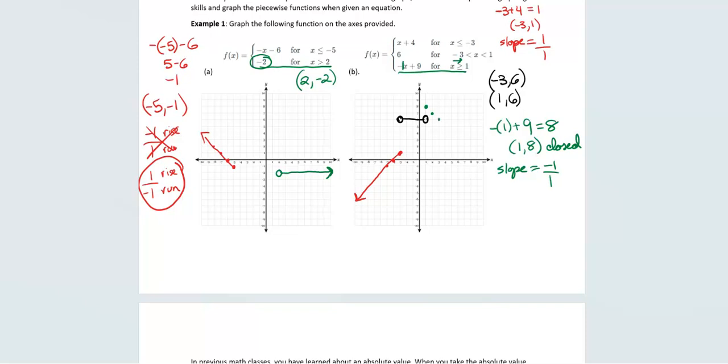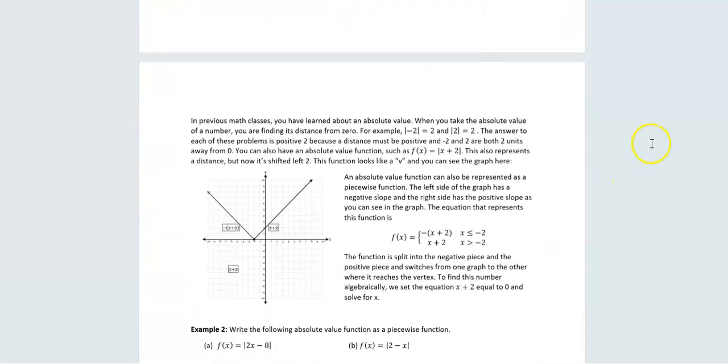Down 1, right 1. It's going to do exactly what you think it should do. And it's going to keep going forever and ever because it never stops. That's how we graph a piecewise function. If you need more explanation, remember when you're doing your practice, there are videos, so make sure you watch those.